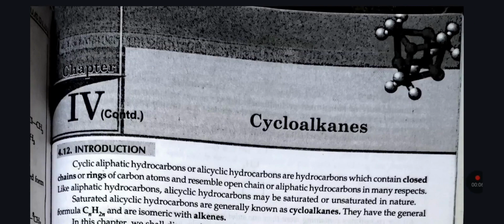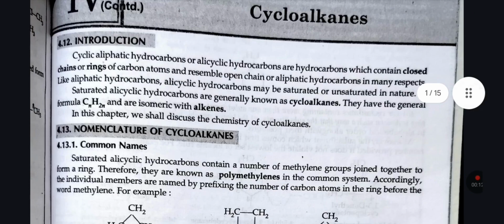Today we are going to start our chapter cycloalkanes from Organic Chemistry. Introduction. Cyclic aliphatic hydrocarbons or alicyclic hydrocarbons are hydrocarbons which contain closed chain or rings of carbon atoms and resemble open chain or aliphatic hydrocarbons in many respects.